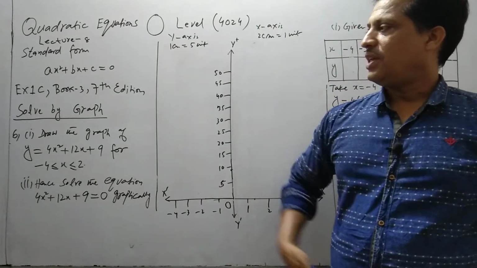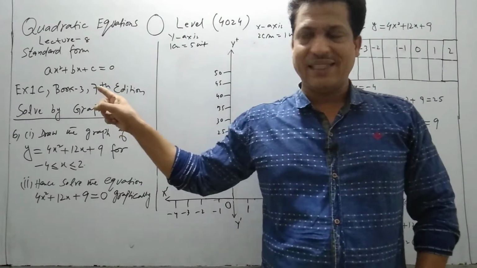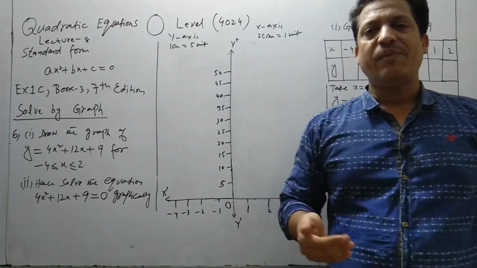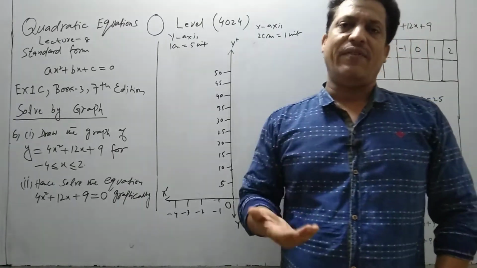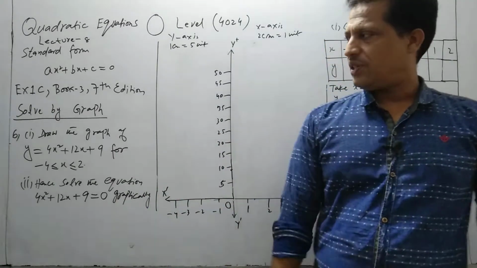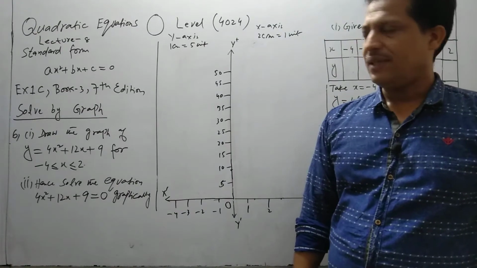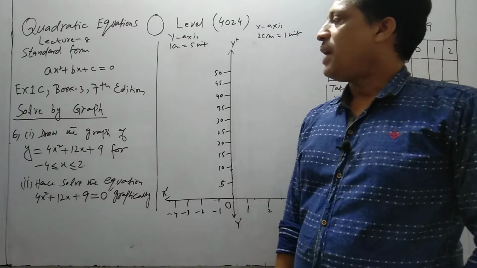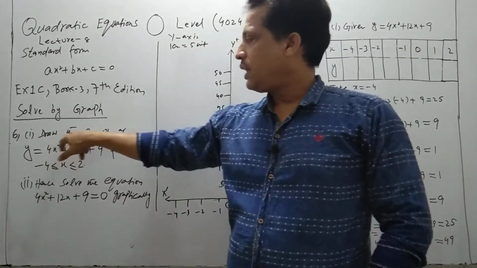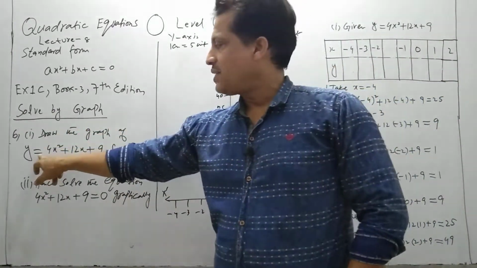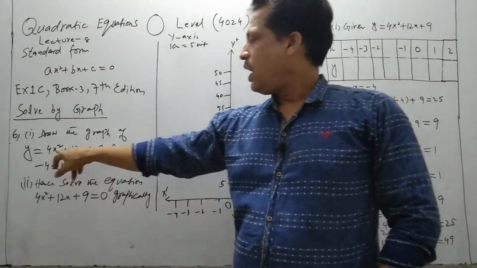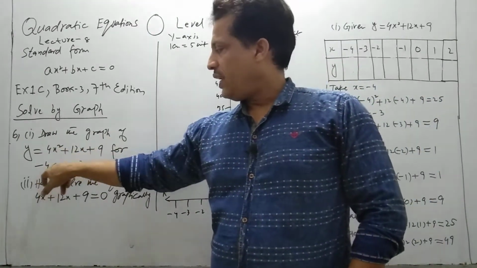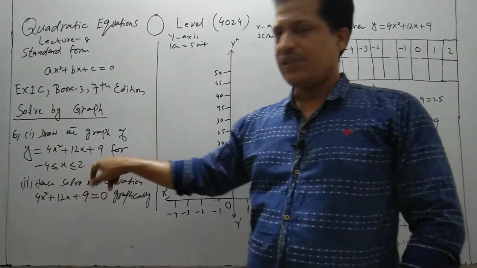I took question number 6 from exercise 1C from the intermediate level. Intermediate level means a little bit higher level as compared to previous questions. What is this question? Question number 6, exercise 1C, part 1: draw the graph of y equals 4x square plus 12x plus 9 for minus 4 less than or equal to x less than or equal to 2.